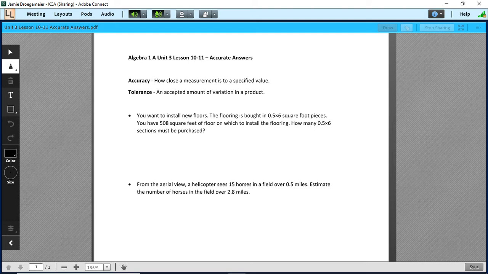So I have a few problem examples that we're going to look at here. This first one says that you want to install new floors, and we're buying this flooring, and the pieces are 1/2 by 6 square feet. When I say 1/2 by 6, these are going to be rectangles. To find the area of a rectangle, we multiply those together. So the width is 0.5, the length is 6. When you multiply those together, you get 3. So each piece is actually 3 square feet.